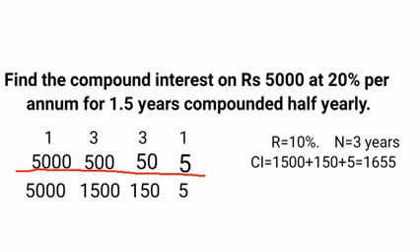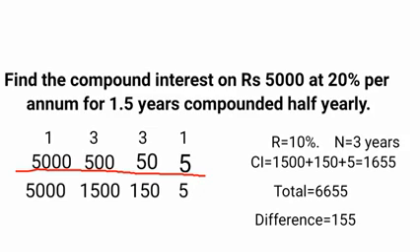Add the values in all the columns. So, you will get it as 5,000 plus 1,500 plus 150 plus 5. That is 6,655. If the question is to find out the difference between the simple interest and compound interest, leave the first two columns and add the values in the rest of the columns. So, you will get it as 150 plus 5, that is 155 as the answer.